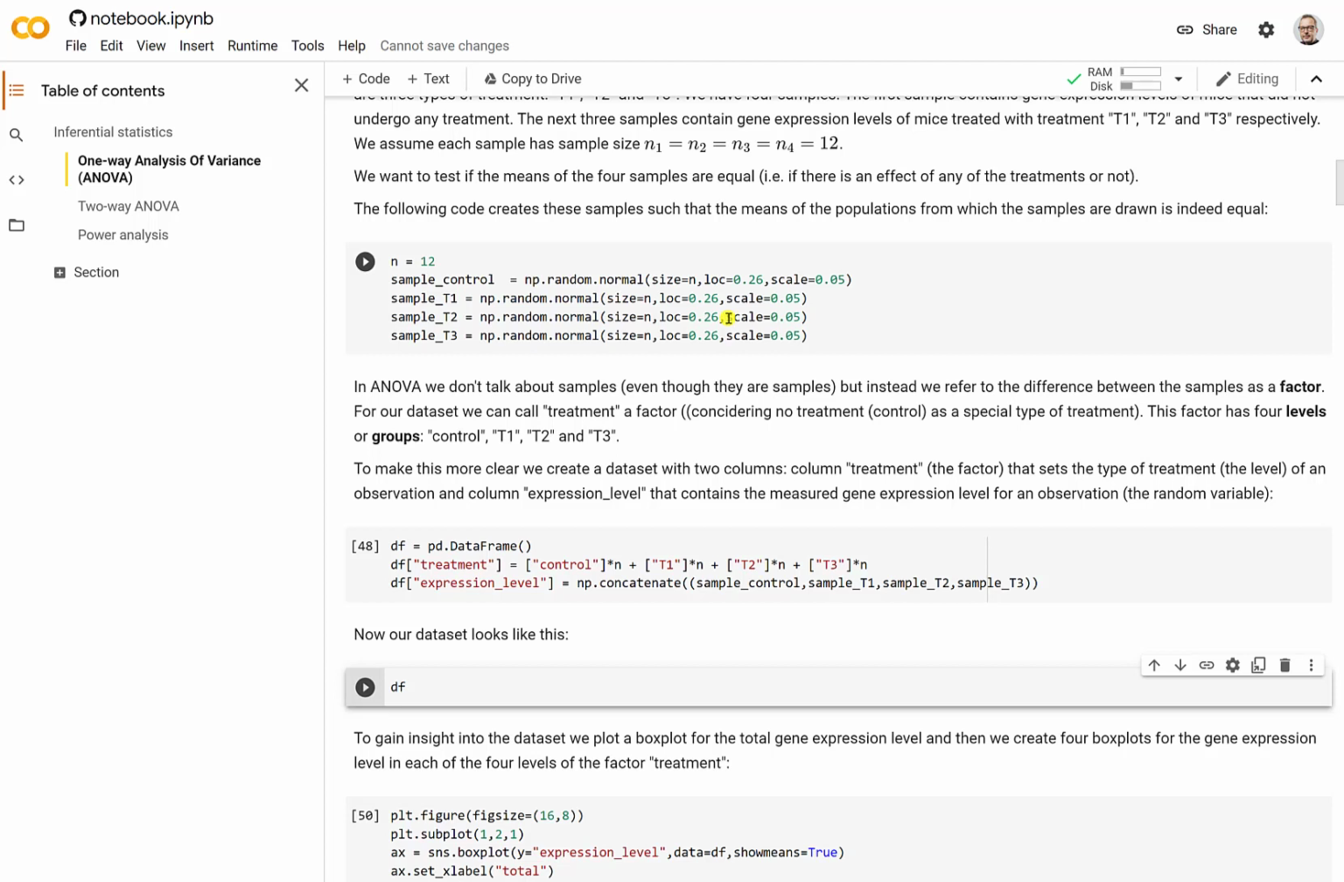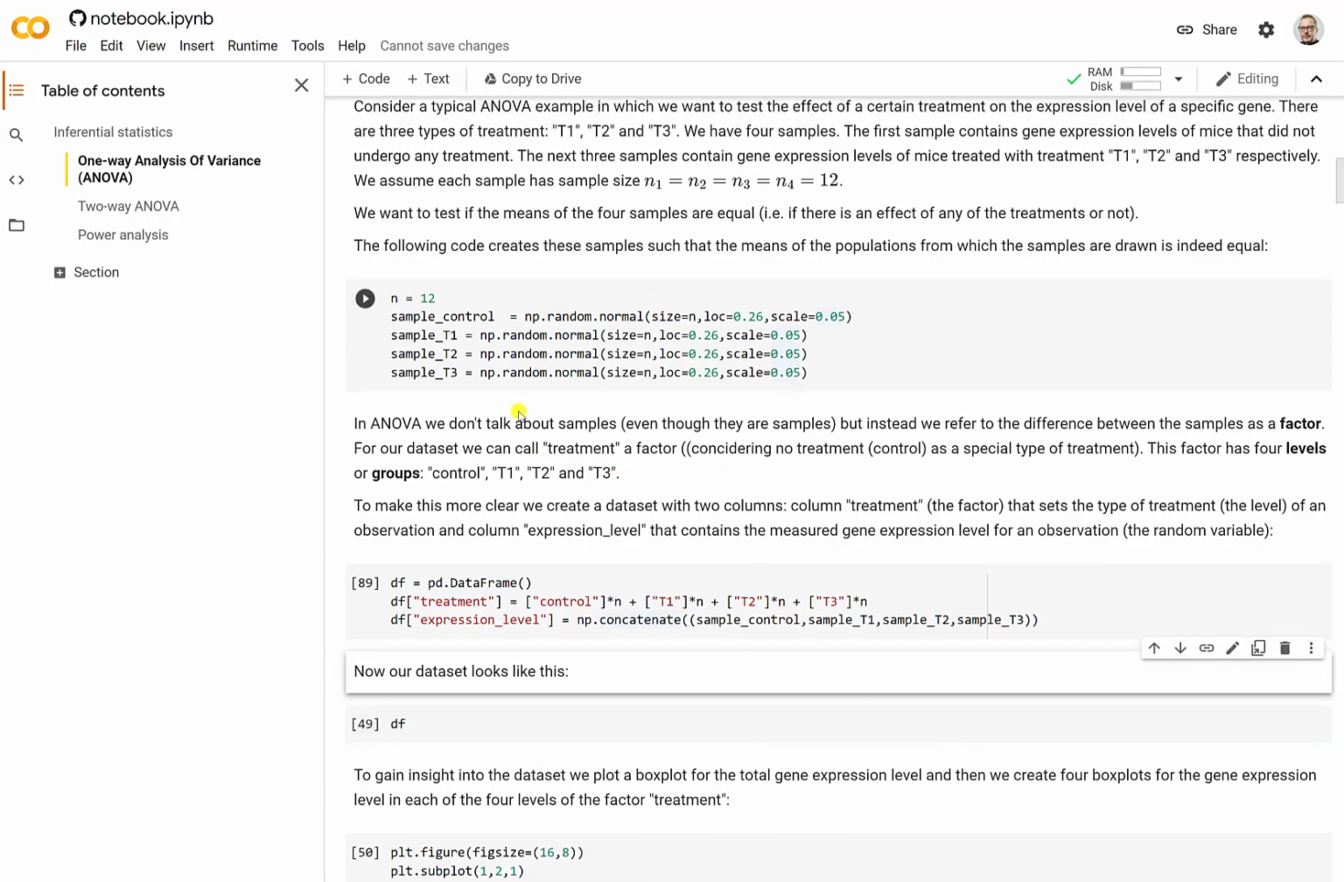Okay. So now, in ANOVA, when we talk about these groups and these samples, we don't really talk about that, but we refer to the difference between the samples as a factor. In our case, it's the treatment that is the factor. So we have 4 levels of treatment, 4 levels or groups, as we call them. In this case these would be control, T1, T2, and T3.